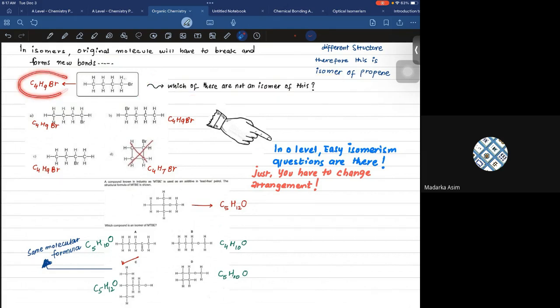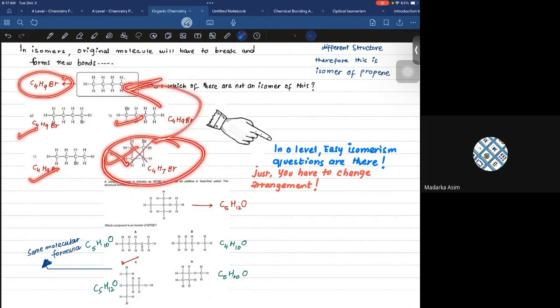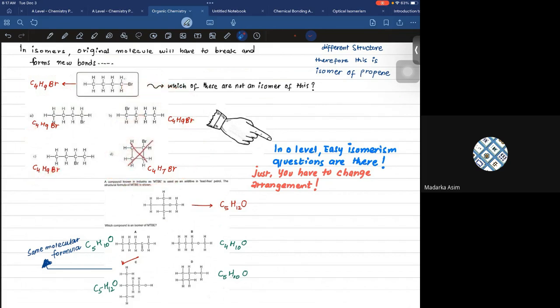You can see this. The formula is C4H9Br. Formula is same. But this is not same. So this is not an isomer of this compound because to be an isomer, the molecular formula must be the same.